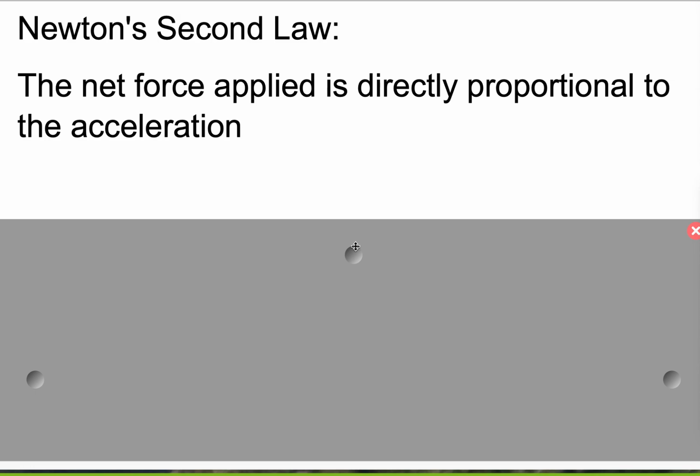And so this is what this means. And this should make sense to everyone. The bigger the force, the bigger the net force is, the bigger the acceleration will be. The smaller the net force, the smaller the acceleration.